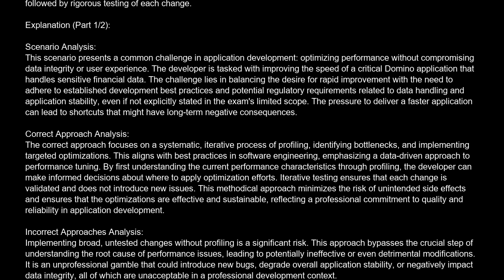Incorrect approaches analysis. Implementing broad, untested changes without profiling is a significant risk. This approach bypasses the crucial step of understanding the root cause of performance issues, leading to potentially ineffective or even detrimental modifications. It is an unprofessional gamble that could introduce new bugs, degrade overall application stability, or negatively impact data integrity, all of which are unacceptable in a professional development context.